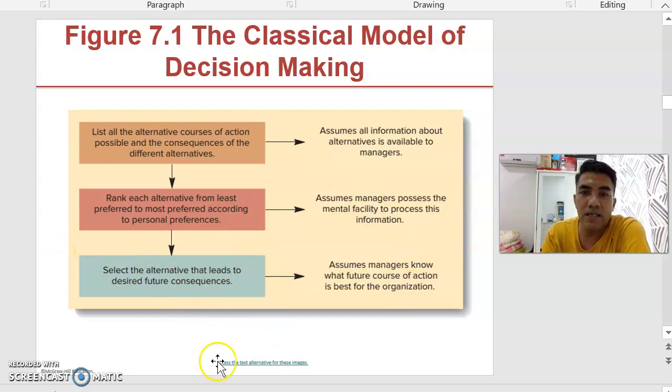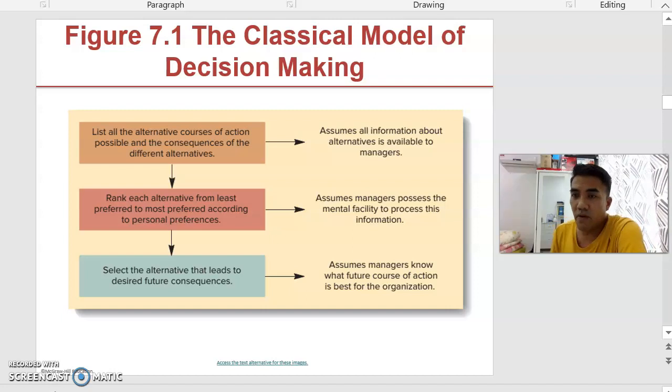And then select the alternative that leads to desired future consequences. We assume that managers know what future course of action is best for the organization. So that is with regards to the classical model of decision making. I will stop here first and then we will continue in the next video.